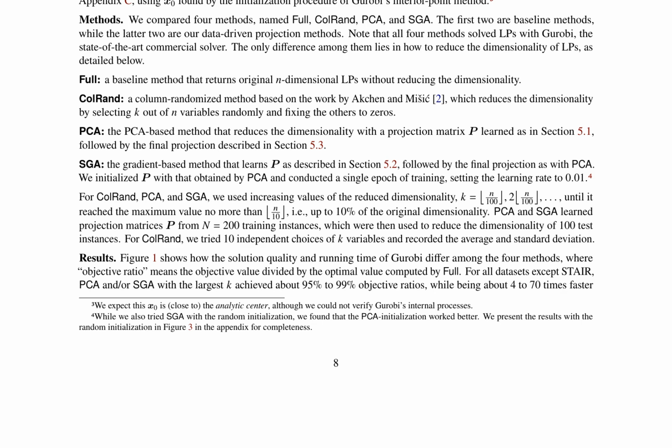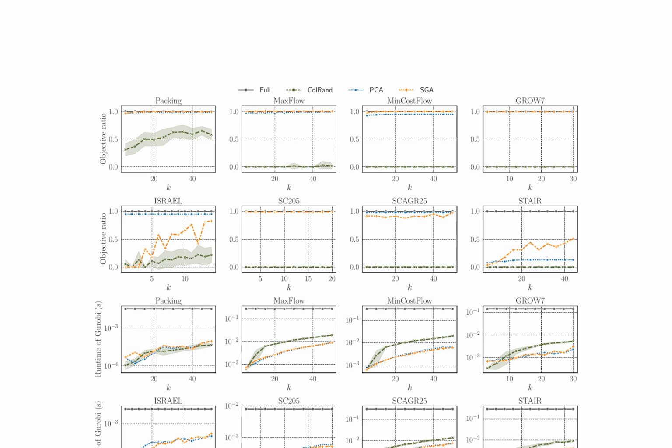dimensionality reduction techniques. The comparative performance of full, kernel RAND, PCA, and SGA in experimental settings is presented in Figure 1. In terms of objective ratios, kernel RAND generally outperforms full, PCA, and SGA, with exceptions observed in packing and Israel. This indicates that data-driven projection methods can lead to significantly better solutions than the random projection method when provided with informative training datasets. Regarding running times, PCA, SGA, and kernel RAND are substantially faster than full, with differences between PCA, SGA, and kernel RAND likely attributed to Gurobi's numerical properties.